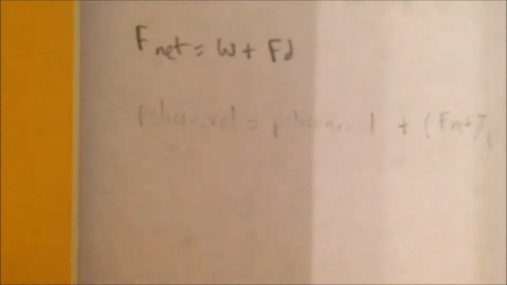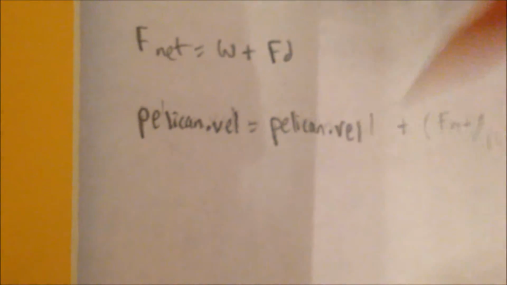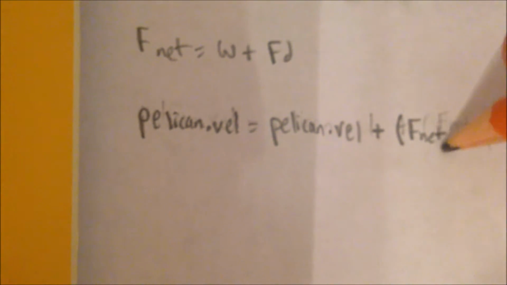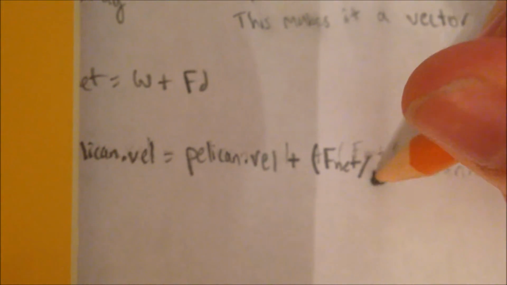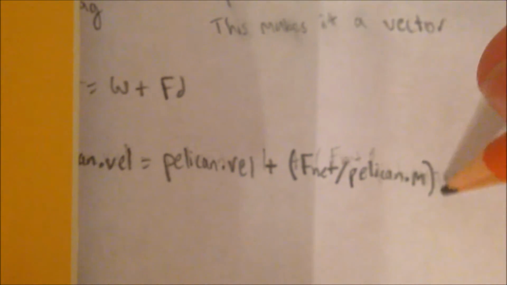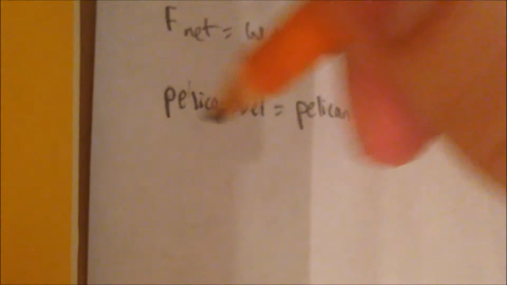After all this, we know that the net force is the weight force plus the drag force, Newton's second law. And now we implement Newton's second law again to get the new velocity of the pelican. We take the initial velocity of the pelican after each iteration, which is pelican.vel, and then through applications of Newton's second law, we get F net, which was calculated earlier, divided by the pelican's mass, times the change in time, delta t, which is altogether equivalent to our acceleration. So our initial velocity plus acceleration equals the new velocity.